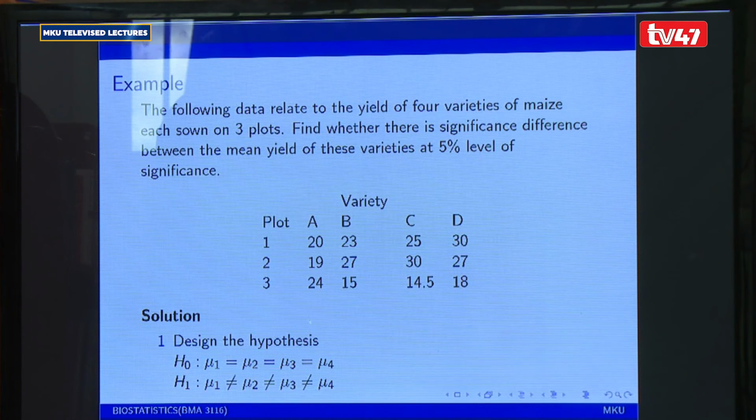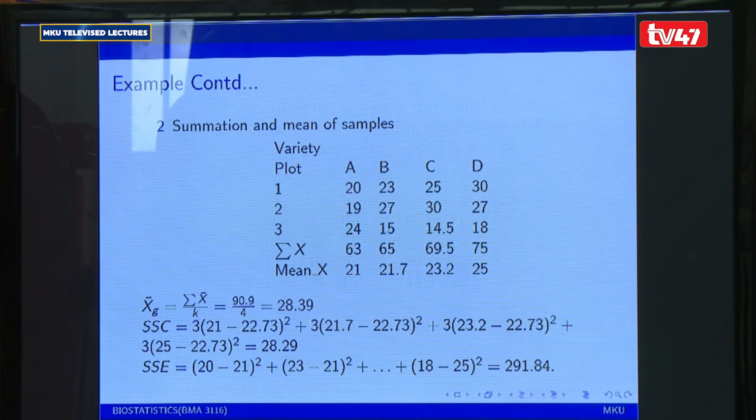Then we get the solution to this. Step number 1, every procedure for carrying out a statistical test of a hypothesis starts with defining H naught. We've said we are looking at equivalence of means. So since we have 4 types of varieties, we'll talk of mean 1, mean 2, mean 3, mean 4 being equal versus them not being equal.